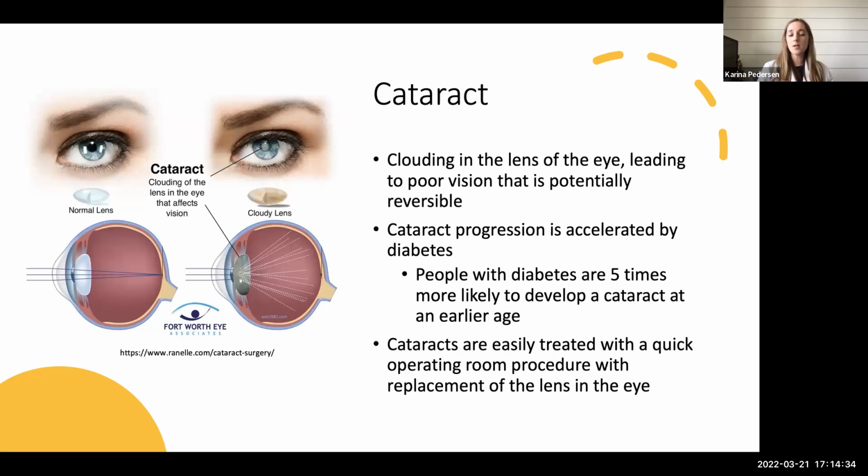So cataract, this is another part of diabetic eye disease. A cataract is a clouding in the lens of an eye leading to poor vision that can be potentially reversible. Cataract progression is significantly accelerated by diabetes, and people with diabetes are 5 times more likely to develop a cataract at an earlier age. Cataracts are easily treated with a quick operating room procedure with replacement of the lens of the eye. The technology that replaces the lens in the eye is really cool because oftentimes your glasses prescription can be built into your lens implant to replace the cataract. So really cool stuff.